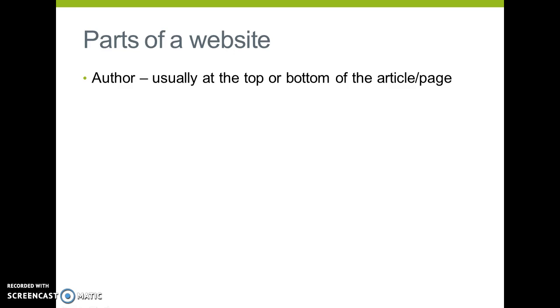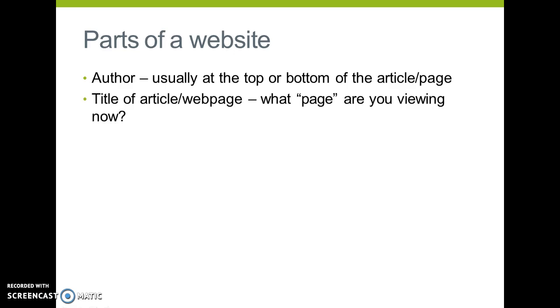If there is no author, we simply leave that piece of the formula out. We sort of exit out. Okay, there is no abbreviation for a missing author like there's an abbreviation for a missing date. The title of the article or web page. What page are you viewing on the website now?